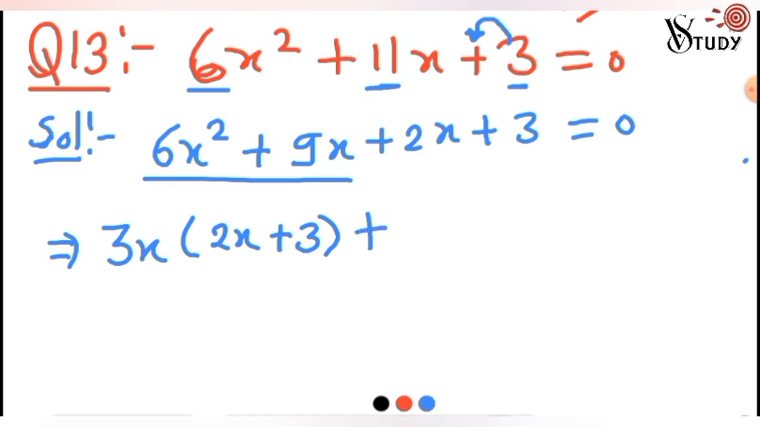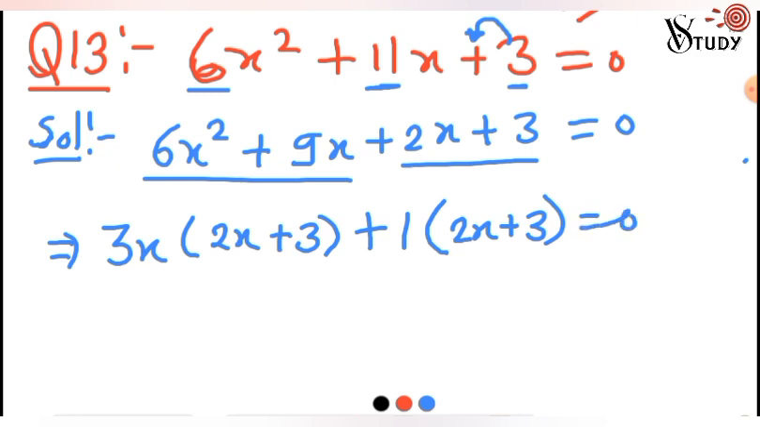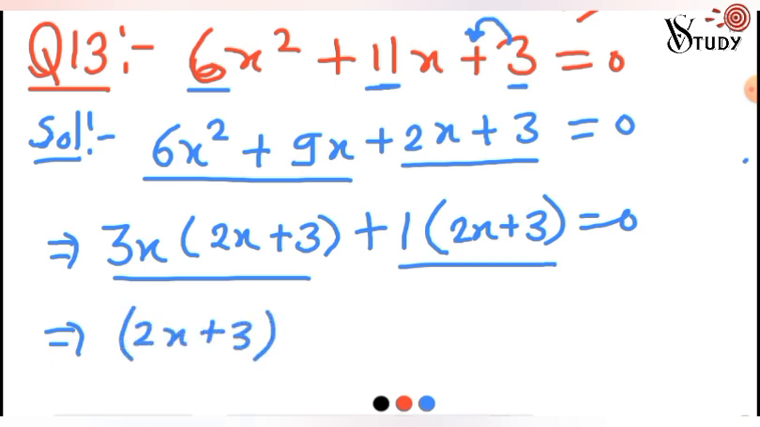Now take common from the last two terms. From the last two terms we don't have any common multiple, so we take 1 as a common because 1 is the common multiple of each and every number, equal to 0. Now from these two terms we can see 2x plus 3 is common. After taking common 2x plus 3, we have 3x plus 1 is equal to 0.